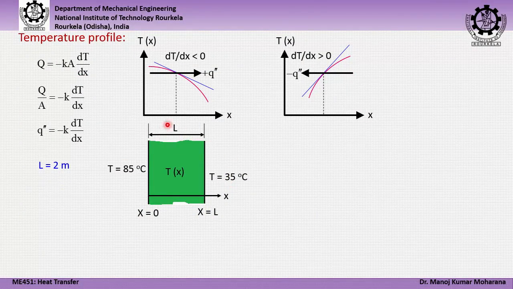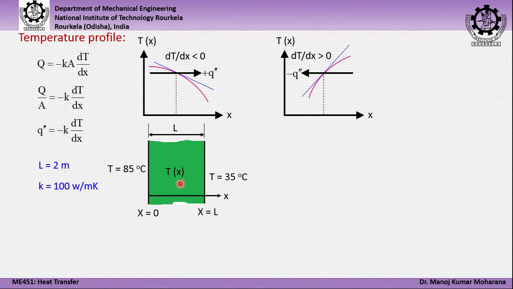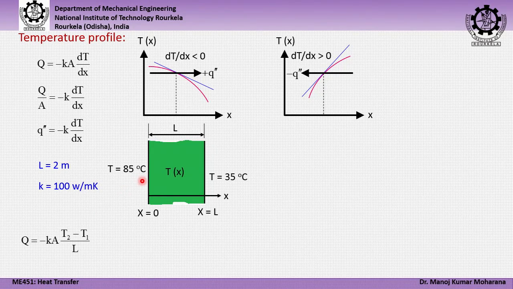And let us say we consider this L to be equal to 2 meter in this case, and the thermal conductivity of this medium, let us say, equals 100 watt per meter Kelvin. So, in this case, first we will calculate how much heat flow takes place from the left face to the right face. That we can calculate by using this basic expression that we obtain from Fourier's law of heat conduction, that is q equals minus k into A into (T2 minus T1) by L.